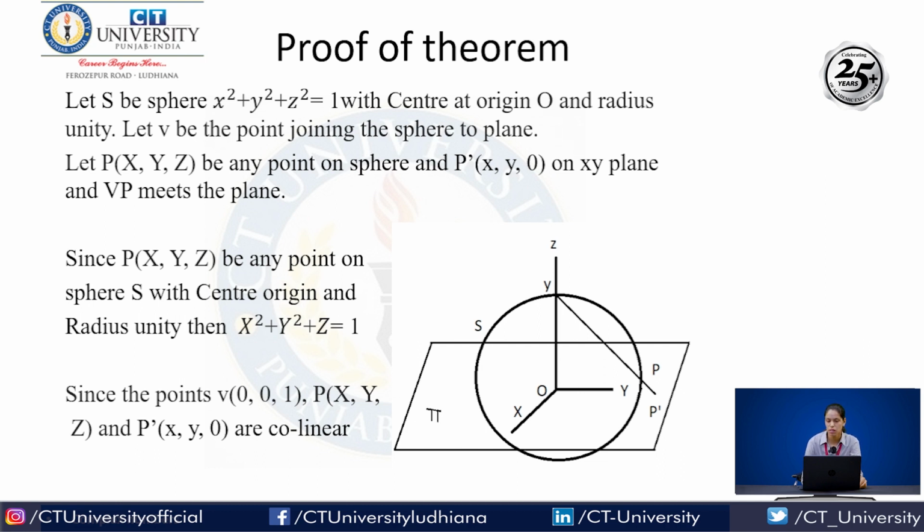Let P be any point on the sphere and P dash be the point on the xy plane, so the line VP meets the plane. Since P is a point on the sphere with center at the origin and radius unity, my sphere's equation will become x square plus y square plus z square equals 1. The point V is 0, 0, 1, which I am taking as the north pole, P is x, y and z, and P dash is x, y and 0. All of V, P and P dash are collinear, all on the same line, as we can easily see in the diagram.